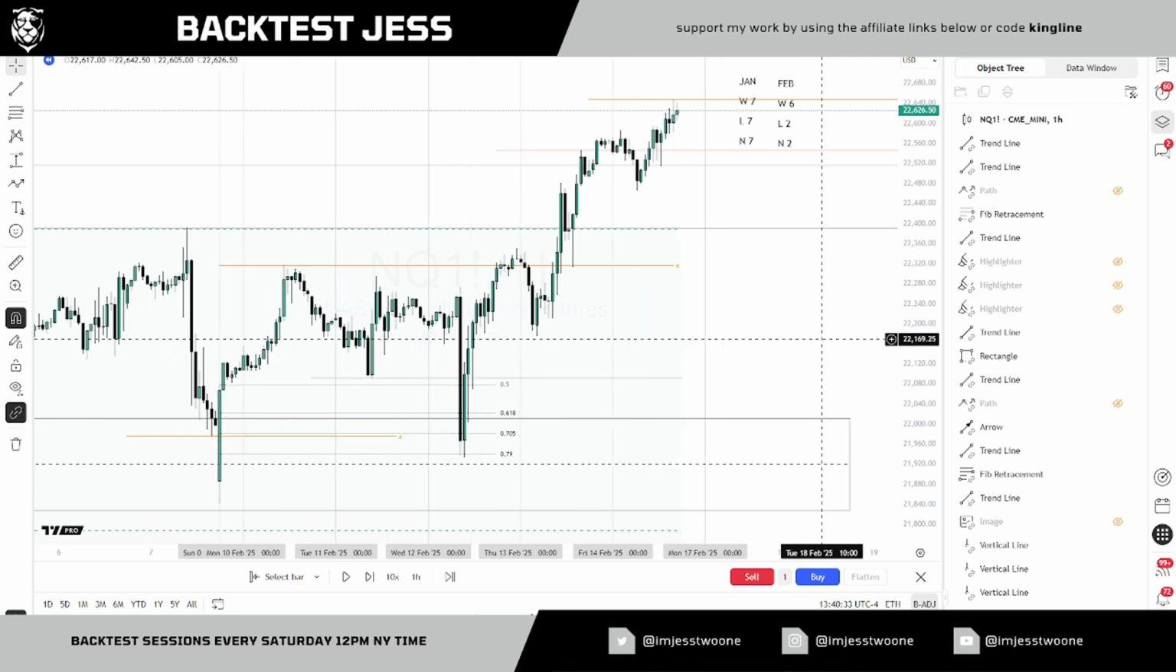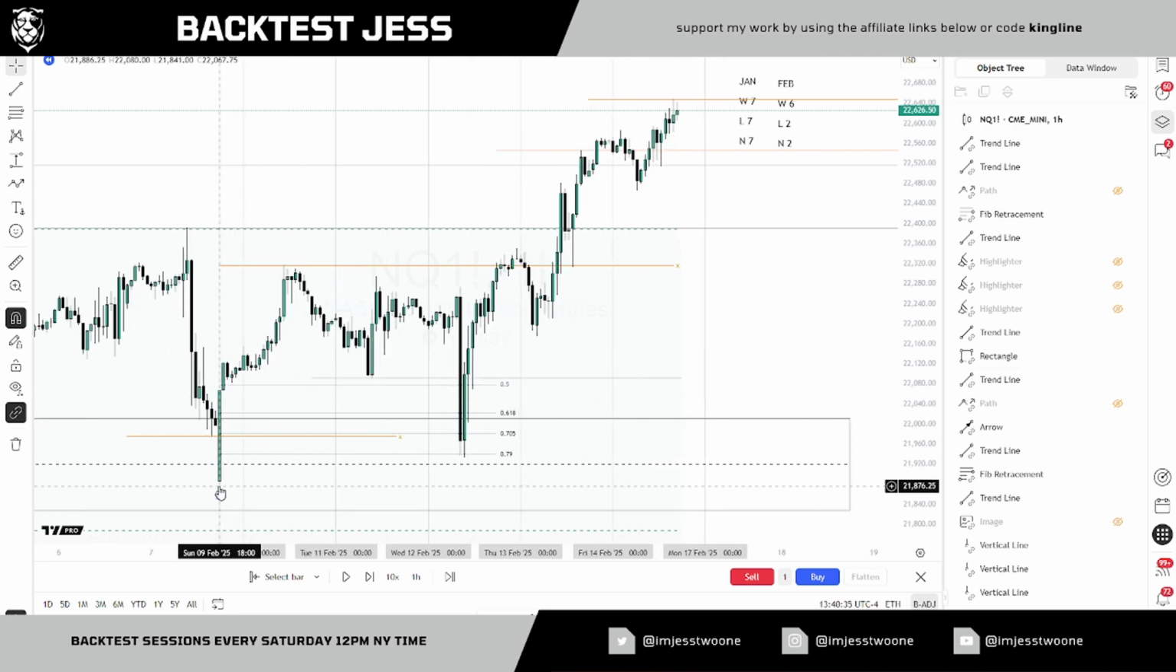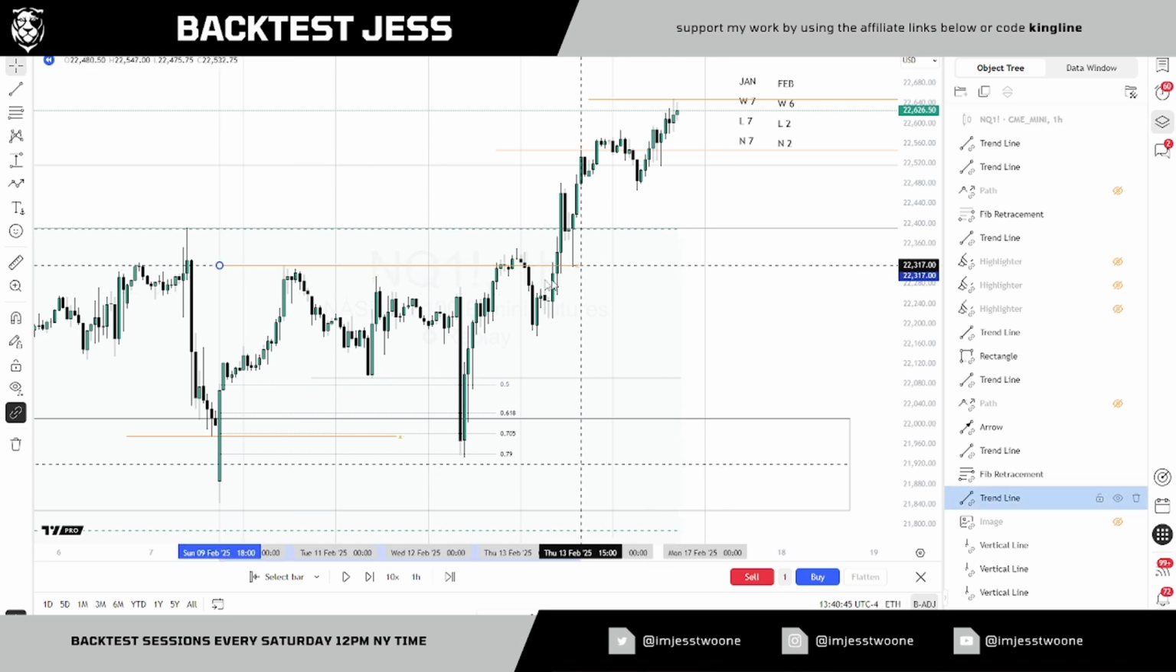So to kick off the week, we just straight up gap down all the way to here and we close higher, right? So on Monday's trading day, we were aiming for previous day high, which is this line right here.